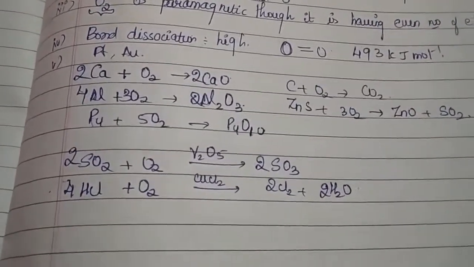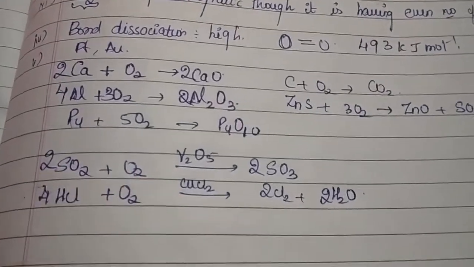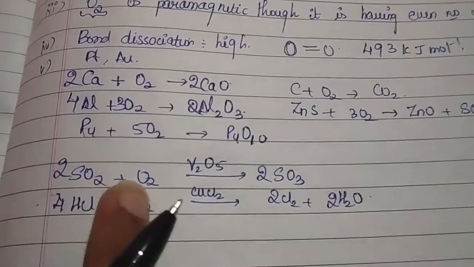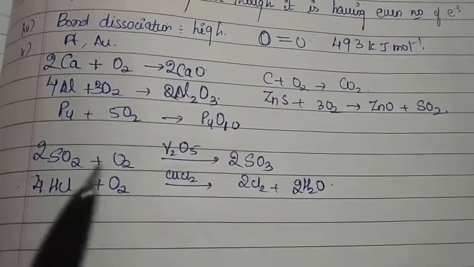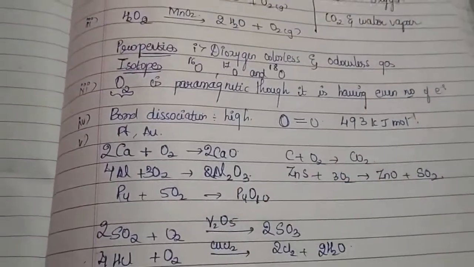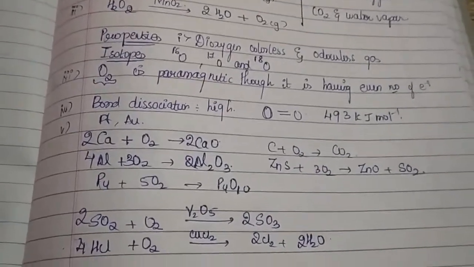So in this reaction, we could just observe that whatever the oxygen is getting reacted with, that is your sulfur dioxide and HCl, it is taking place in the presence of the respective catalyst. So these were certain important properties of your dioxygen.